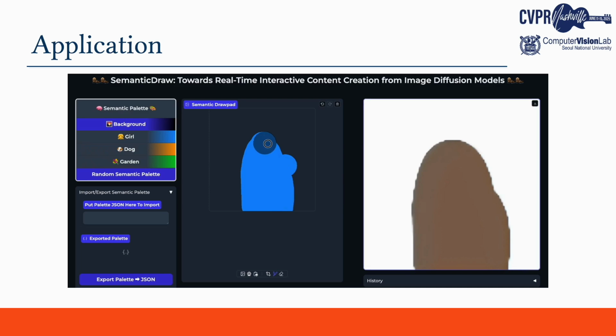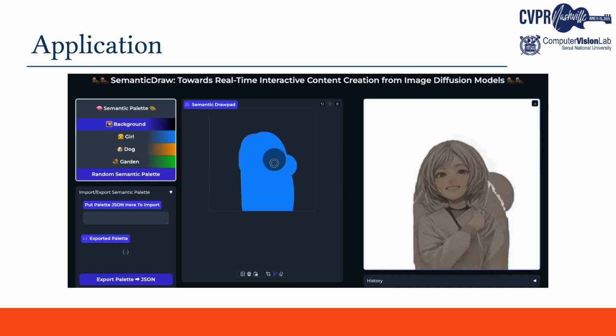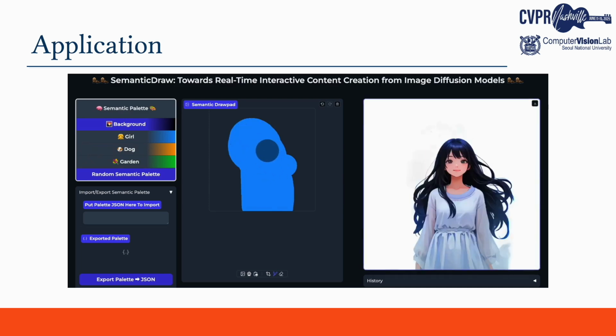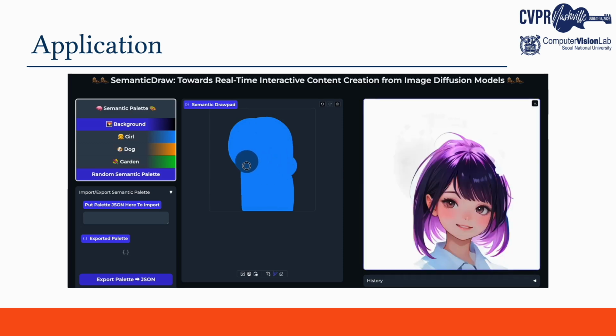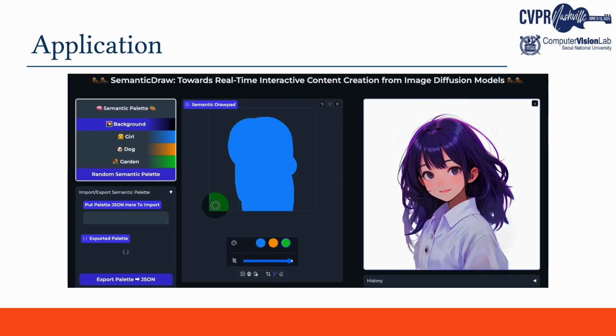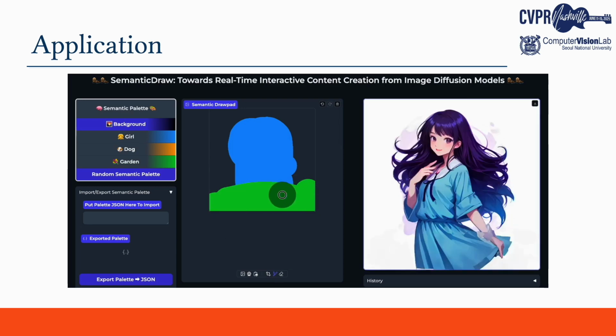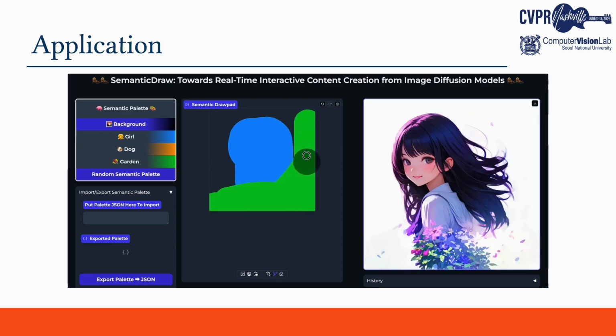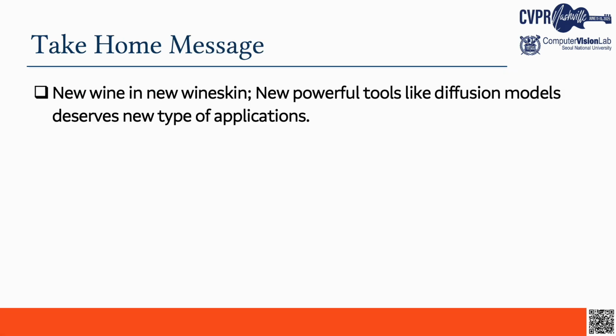In this application, users can interactively paint with text prompts using familiar brush tools with near-instant feedback powered by cached embeddings. It also supports fine-grained controls, such as mask transparency and blur, for precise and consistent editing experiences. In conclusion, we believe powerful tools like diffusion models deserve entirely new forms of applications to truly realize their potential. New wine needs new wineskins.